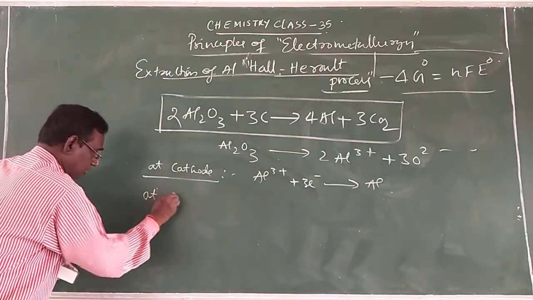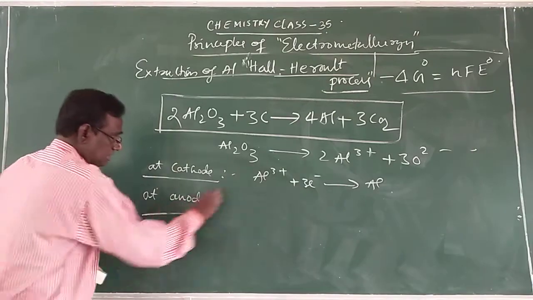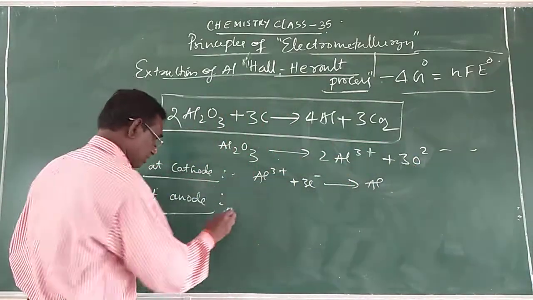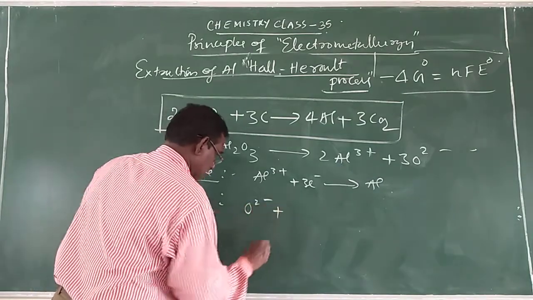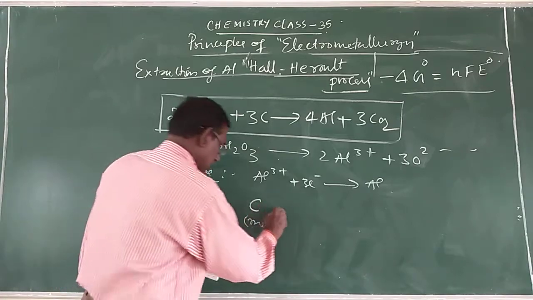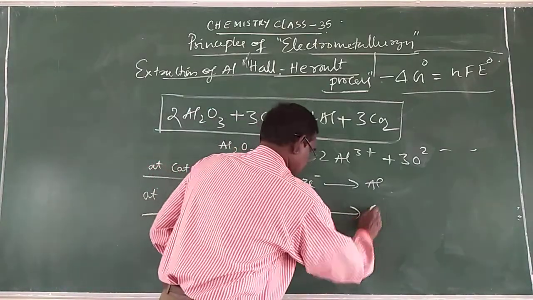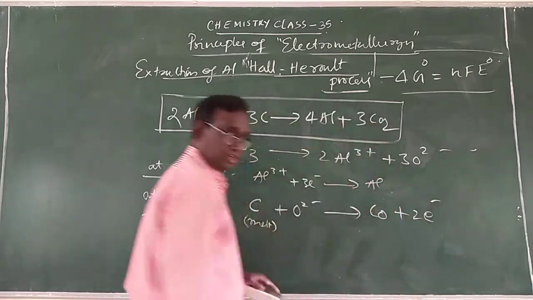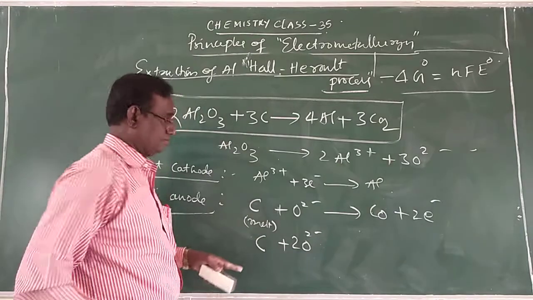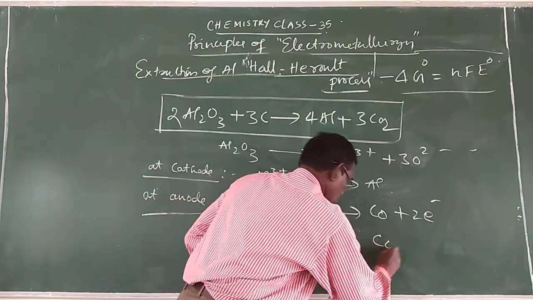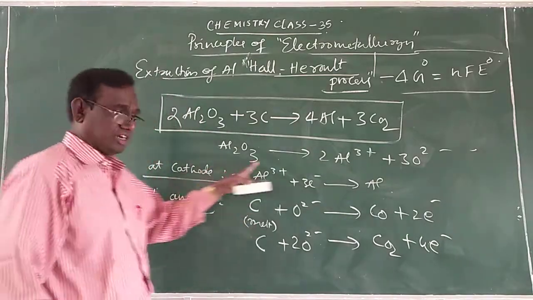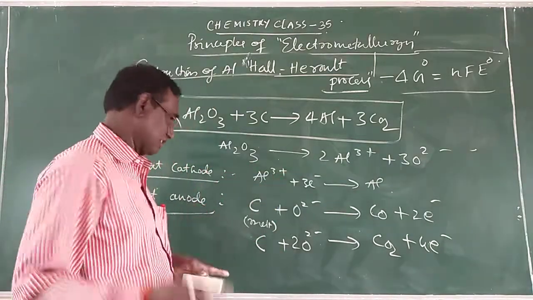So at the anode, what happens here? That is oxygen gas attached to the carbon anode. So O2- plus C, or you can write C first, in the melted state. C plus O2- gives CO plus 2 electrons. That is carbon monoxide. At the same time, C plus 2O2- gives CO2 plus how many electrons? 4 electrons. So this is at the anode, and this is at the cathode. I have explained in the previous class also.